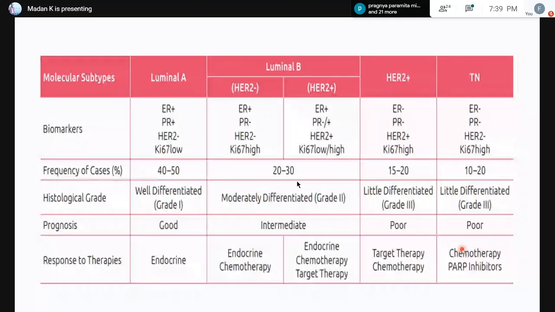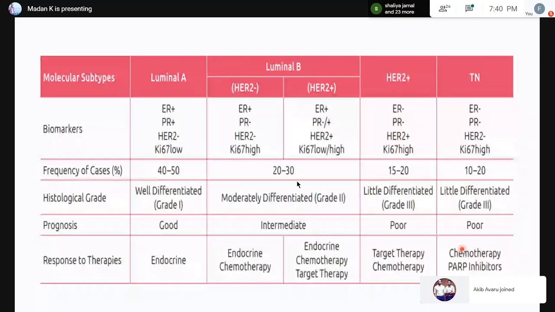So this is the diagram showing various IHC markers like ER, PR, HER2, Ki67, CK5/6 and EGFR, which act as a surrogate and subtype the various intrinsic molecular classes. Then moving on, we have integrated clusters.